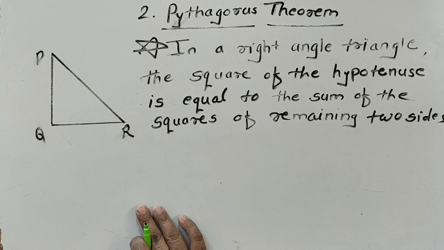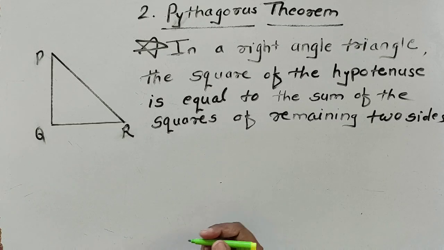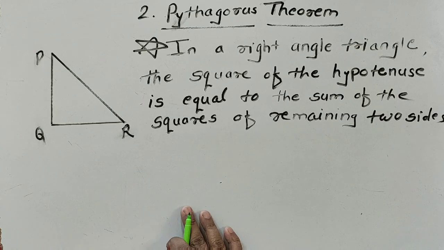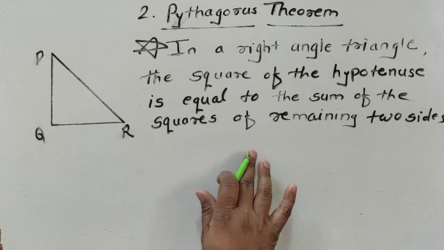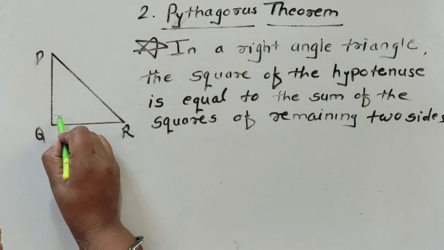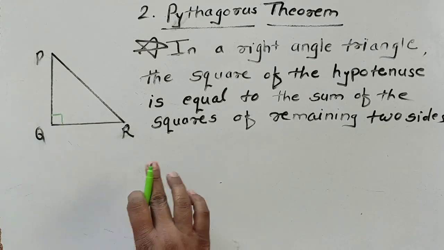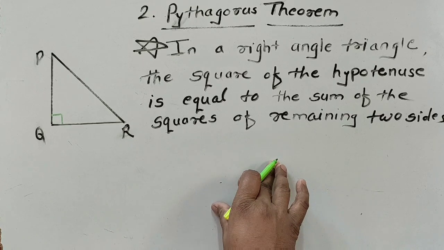Today we are starting the new lesson, that is Pythagoras theorem. From 8th standard we are studying the Pythagoras theorem, and we know that we are using it especially in a right angle triangle. When the triangle is a right angle triangle, in that triangle we are using the Pythagoras theorem.